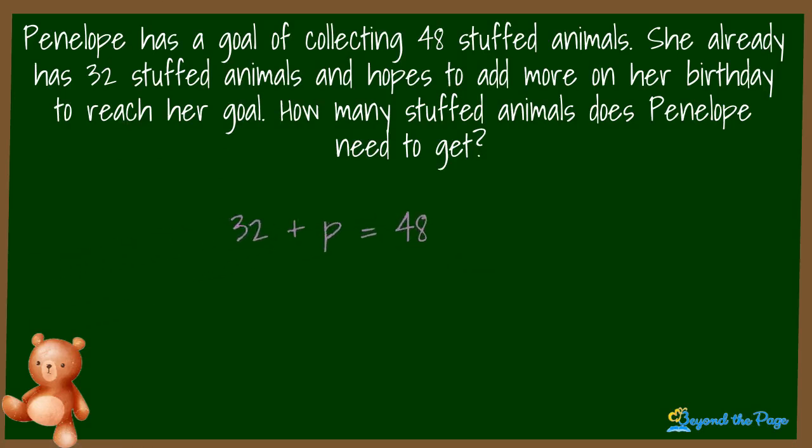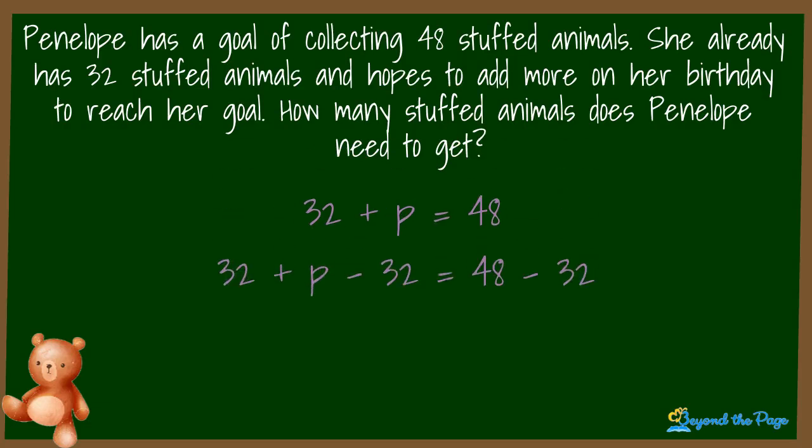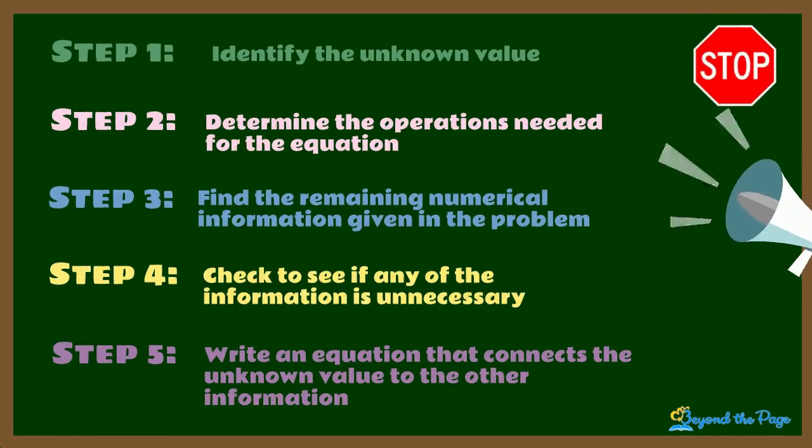Once you have an equation written from the word problem, you can use subtraction to undo addition and isolate the variable. To isolate p, subtract 32 from both sides. 32 + p - 32 is equal to 48 - 32. Penelope needs 16 more stuffed animals to reach her goal. Pause the video and review all the steps for translating a word problem into an equation.